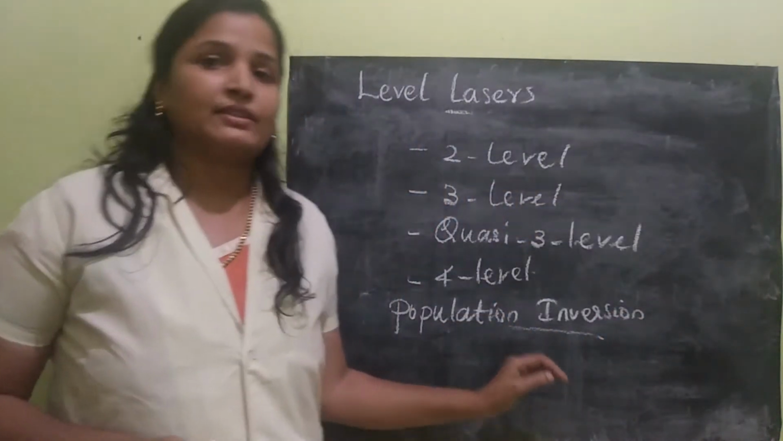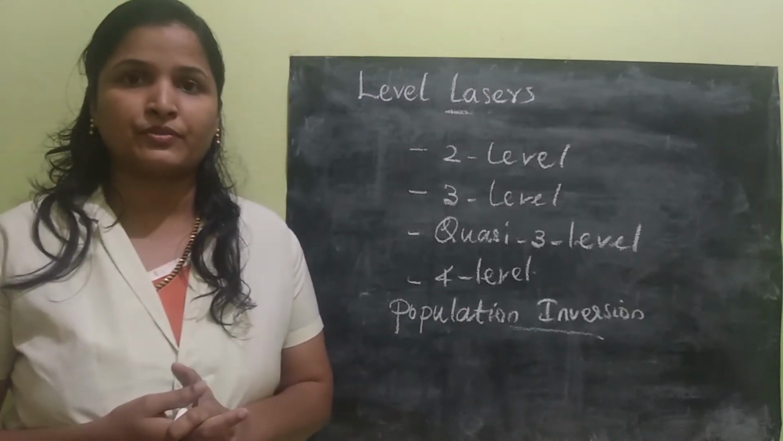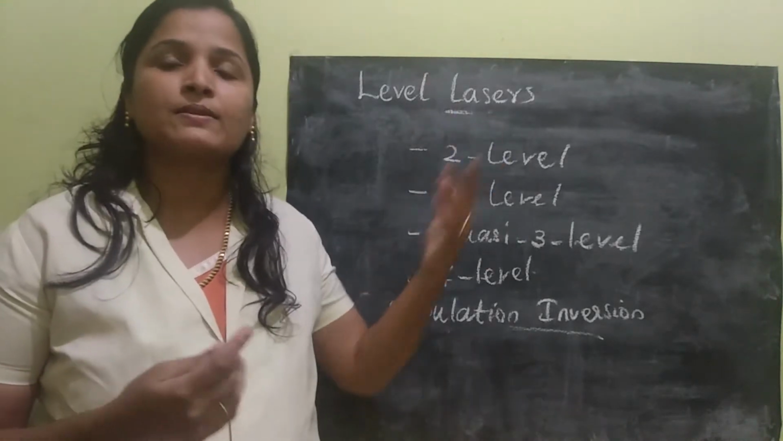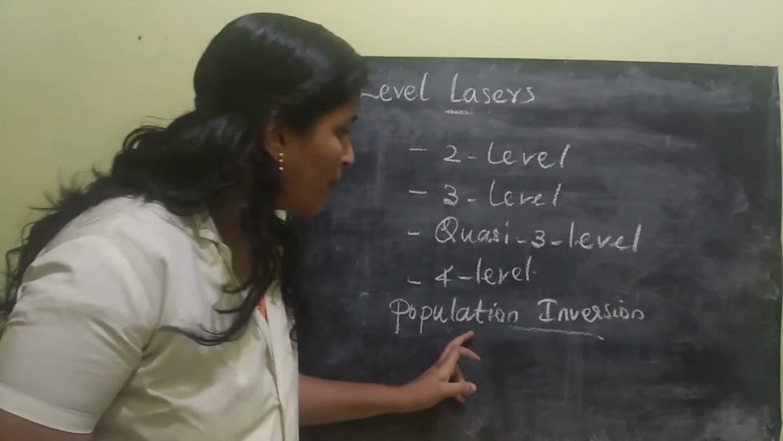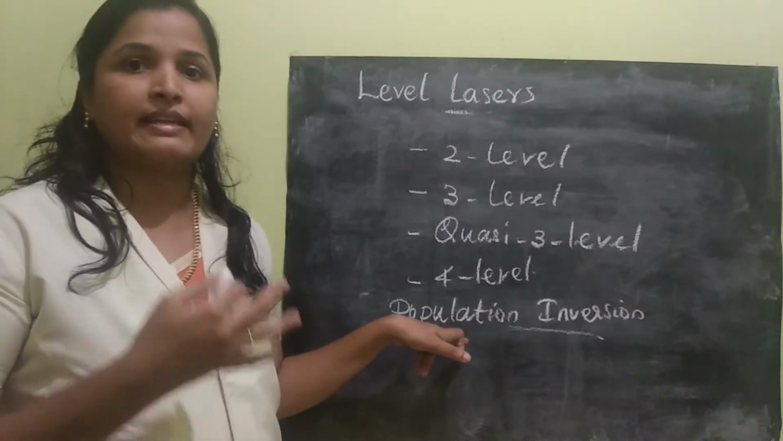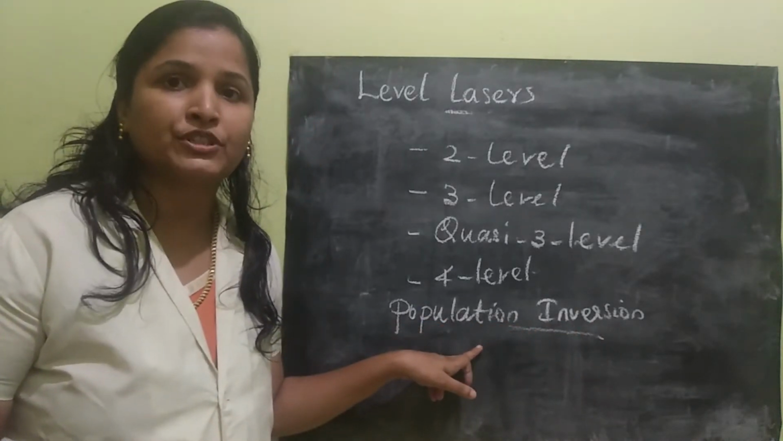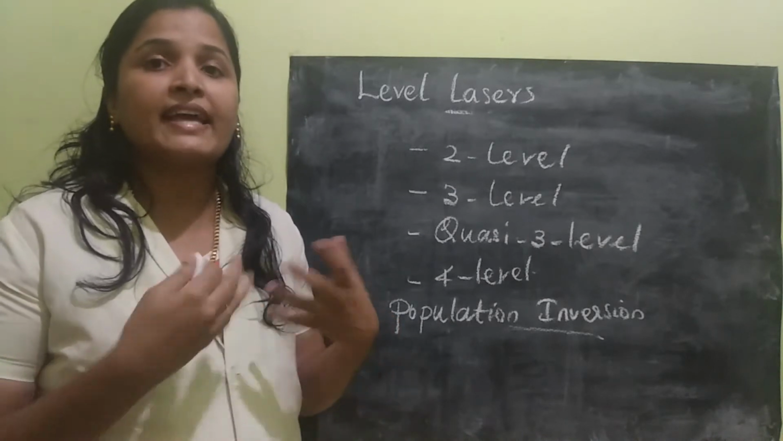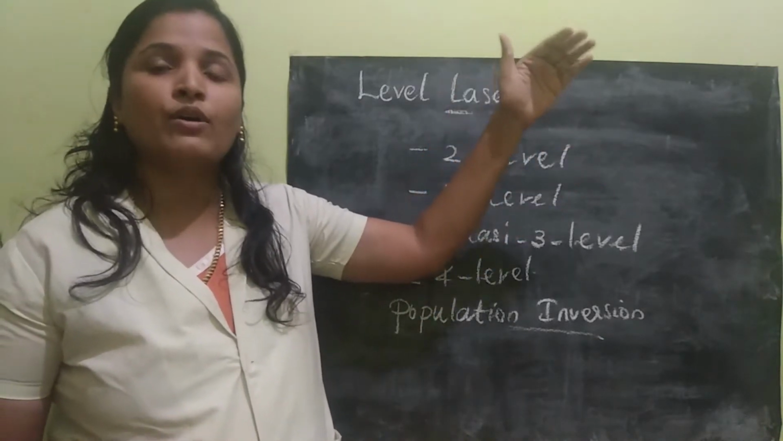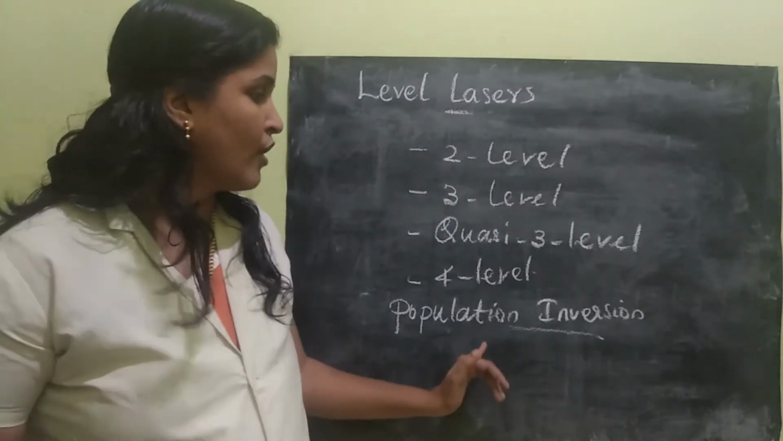In the previous class itself, I said that there are many energy levels in the atomic structure. The lower level is called the ground state and the higher levels are called excited states. Population means the number of atoms in a particular energy level. Population inversion means achieving a greater population in the higher state; the higher state should have a higher population than the lower state. That is the meaning of population inversion.